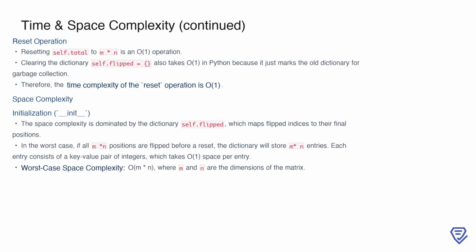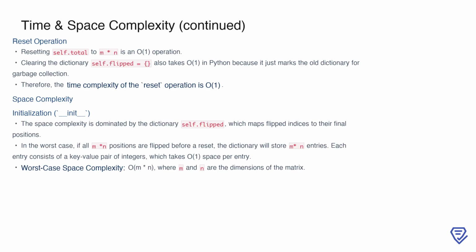The reset operation also has constant time complexity. Resetting the total variable to m*n is a simple assignment, which takes O(1) time. Clearing the flipped dictionary by reinitializing it to an empty dictionary is also an O(1) operation in Python, as the old dictionary is simply marked for garbage collection. This makes the entire reset process extremely efficient, with a time complexity of O(1).